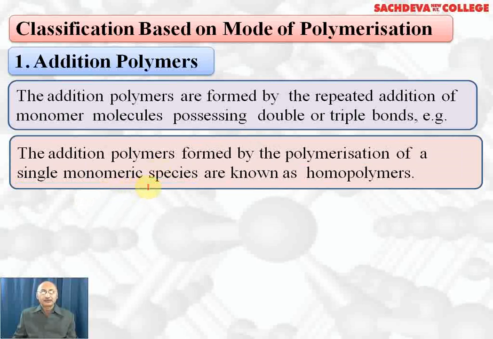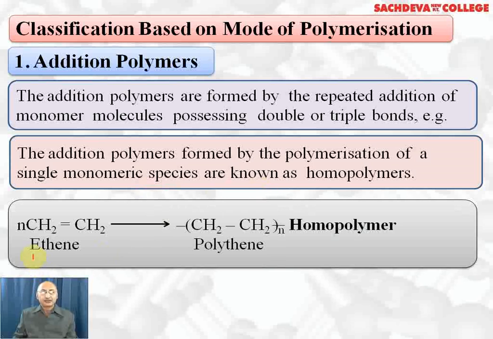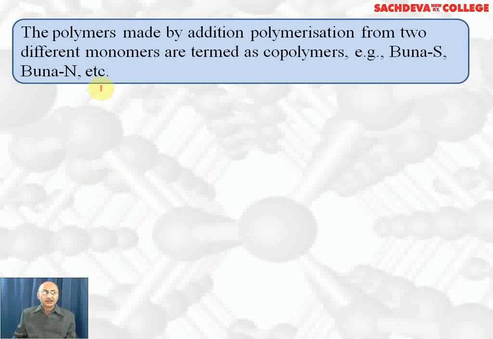If the addition polymers are formed by only one type of monomer, we call them homopolymers. And this polymerization is called homopolymerization. For example, a large number of ethene molecules result in the formation of polythene, and since there is only one type of monomer, this is called a homopolymer. The polymers made by addition polymerization from two different types of monomers are called copolymers, and this process is called copolymerization. Examples are Buna S and Buna N.